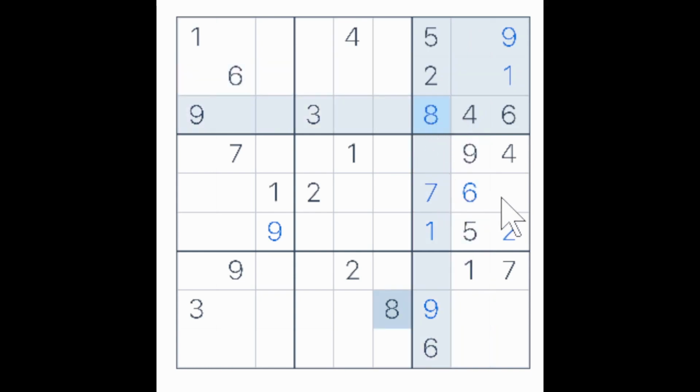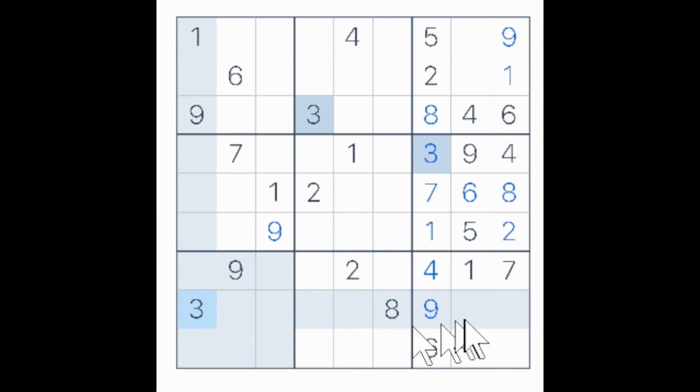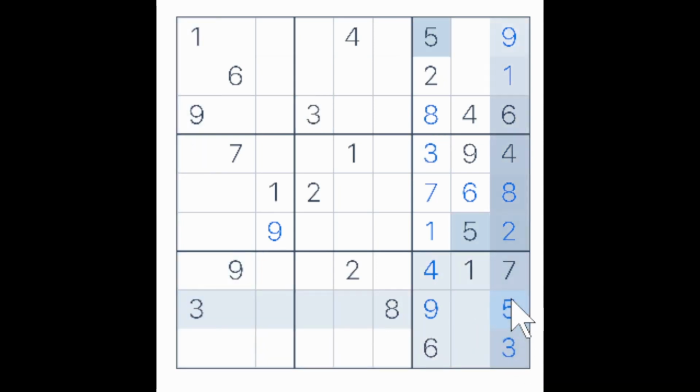And therefore, this cell must be an 8 as well, and this must now be a 3. So now we have just one cell to fill in column 7, and that's going to be a 4, of course. In this column here, we still need to find a 3 and a 5. There's a 3 in the row, so this must be a 3, and this must be a 5.